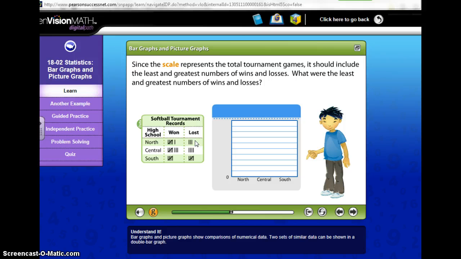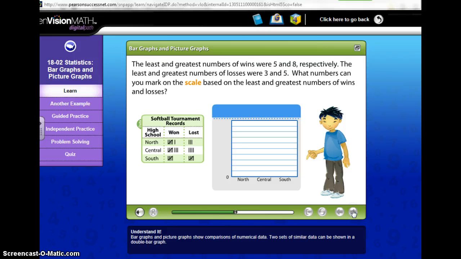So what intervals do you think that we should use? 2s? Well, 0 is always our origin. This is always where we start. 2s would be okay, but 2, 4, 6, 8, 10, 12, 14, 16, 18, 20. Do we have any numbers that high? Not even close, do we? So do you think 2s are a good choice for intervals?